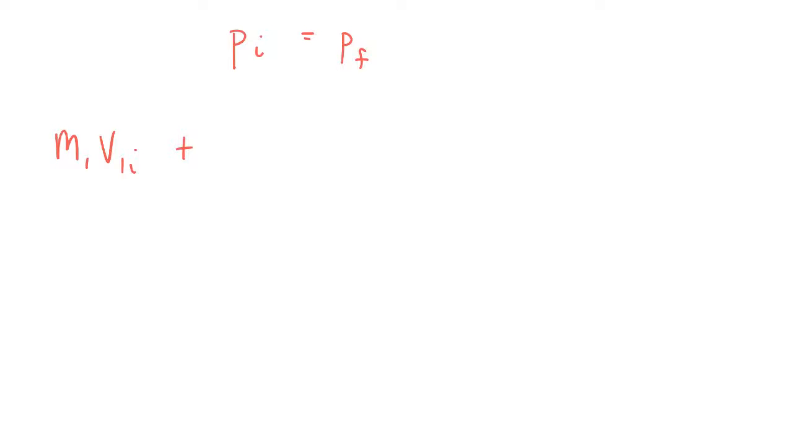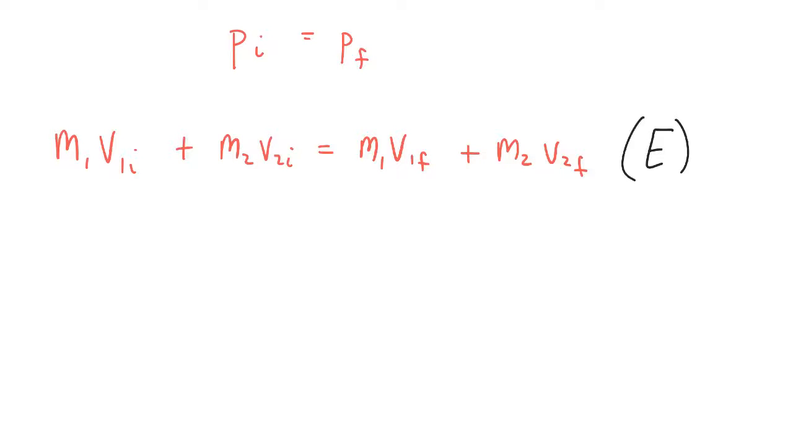Momentum of the first object before the collision. Momentum of the second object before the collision. Momentum of the first object after, and the second object after. There are four terms because there are two objects moving initially and two objects moving afterward. Now, this is called elastic. You want to put it on the side. That's the elastic example.